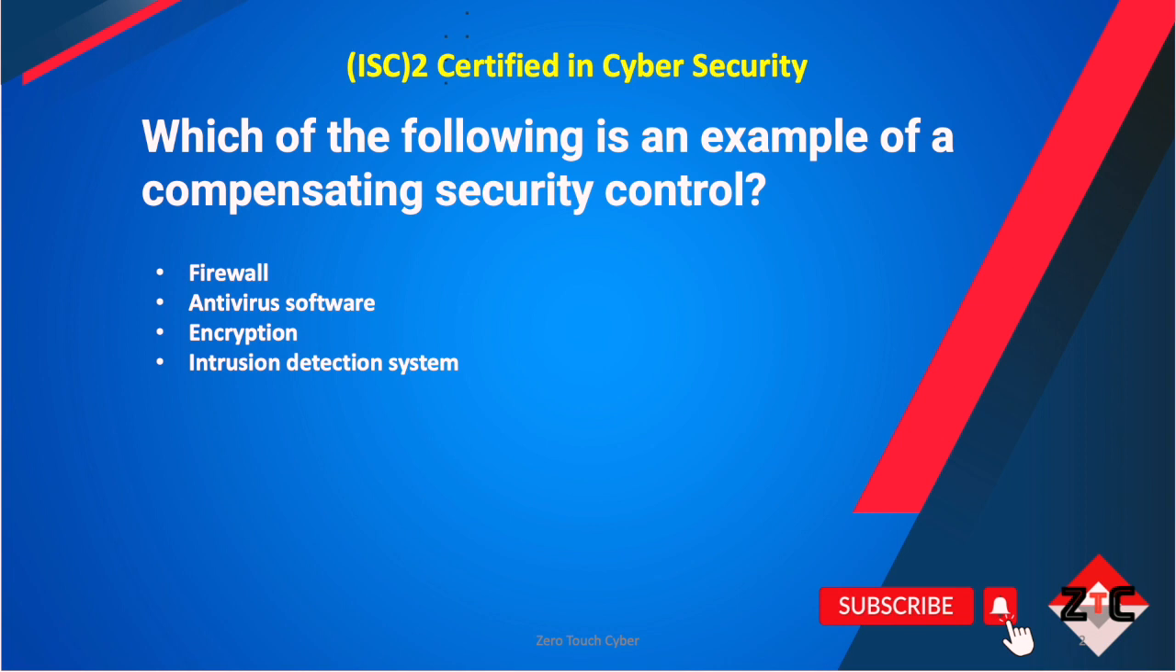Which of the following is an example of a compensating security control? The options are firewall, antivirus software, encryption, intrusion detection system.